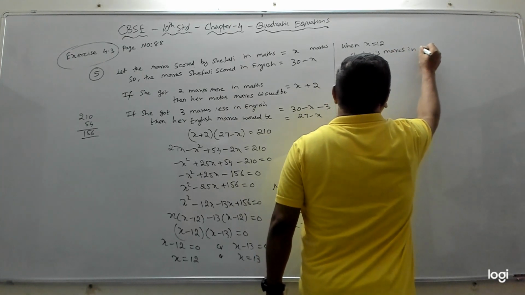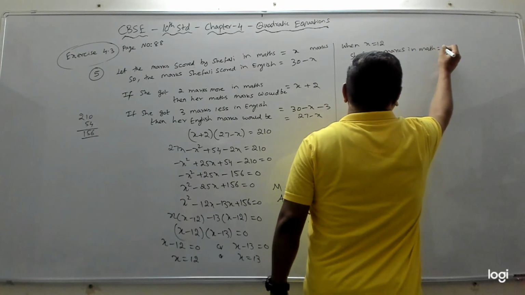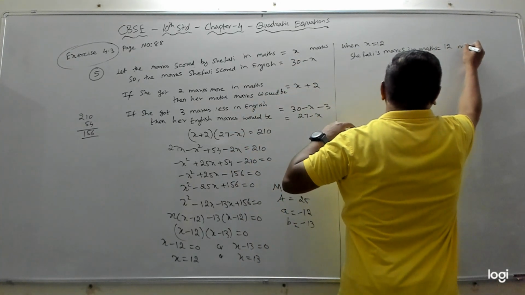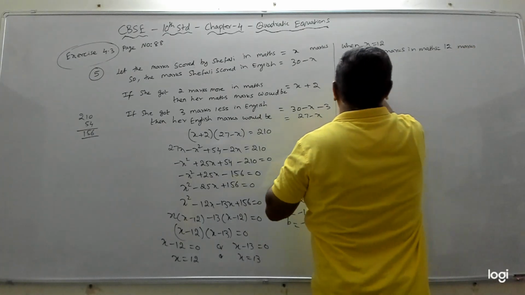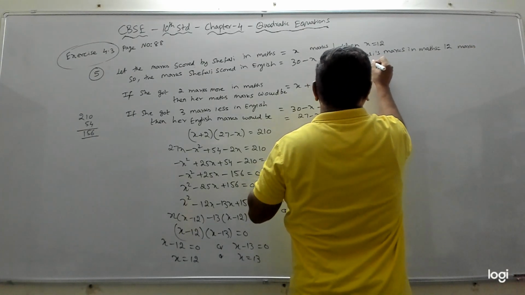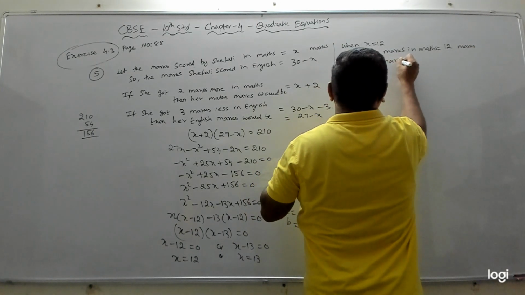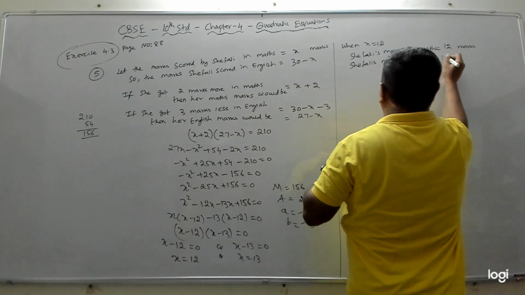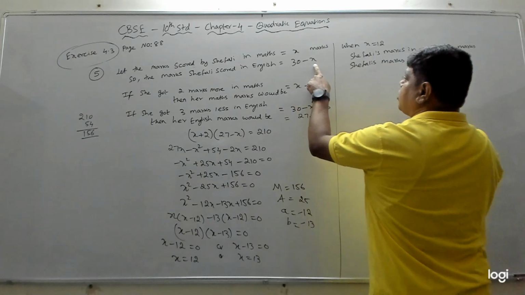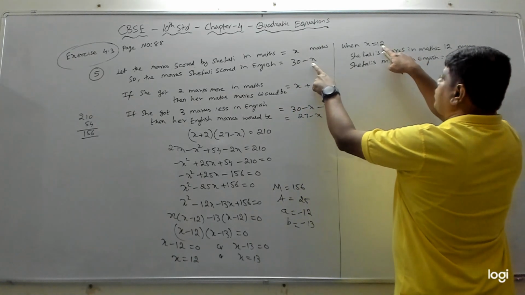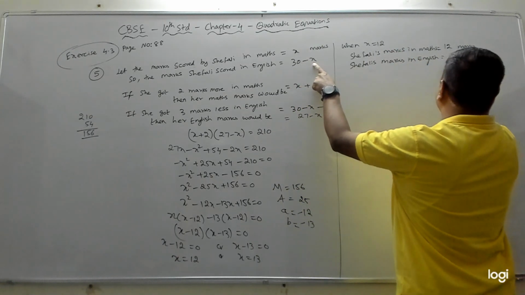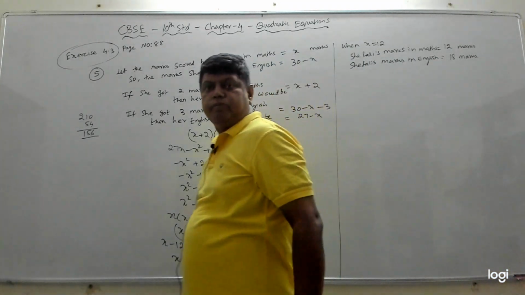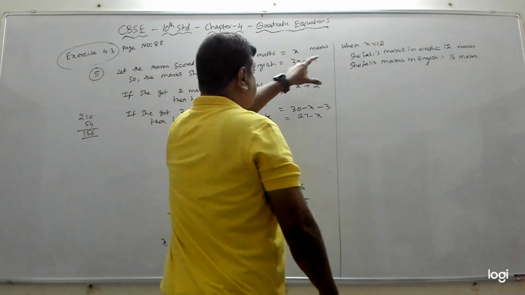marks in math is how much? In math, she's got x marks, and x is 12, so 12 marks. And her score in English is what? Which is 30 minus x. Her score is 30 minus x, and x is 12, which means 30 minus 12. 30 minus 12 is 18 marks. So this is one set of answers when x is 12.